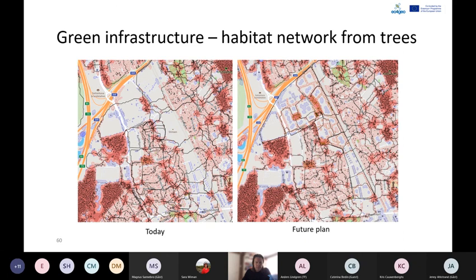The red, if we look at the situation today, we can see the red cores that are forests or at least forest patches, and we see the lines connecting these patches. In this area, the number of trees and the green is very sparse, so we have fewer connections in this area that is currently very built up. We can also see that there are the large roads. They act as barriers between these patches.